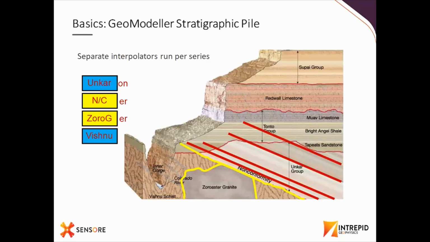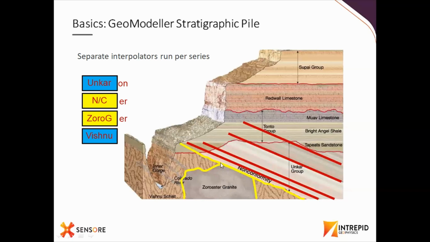This is a real world example from the Grand Canyon. You can see here this stratigraphic pile. The older Vishnu schist series here is intruded by the Zoroaster granite, which is a later phase of event. That's why we mark the Zoroaster granite as an erosional surface.